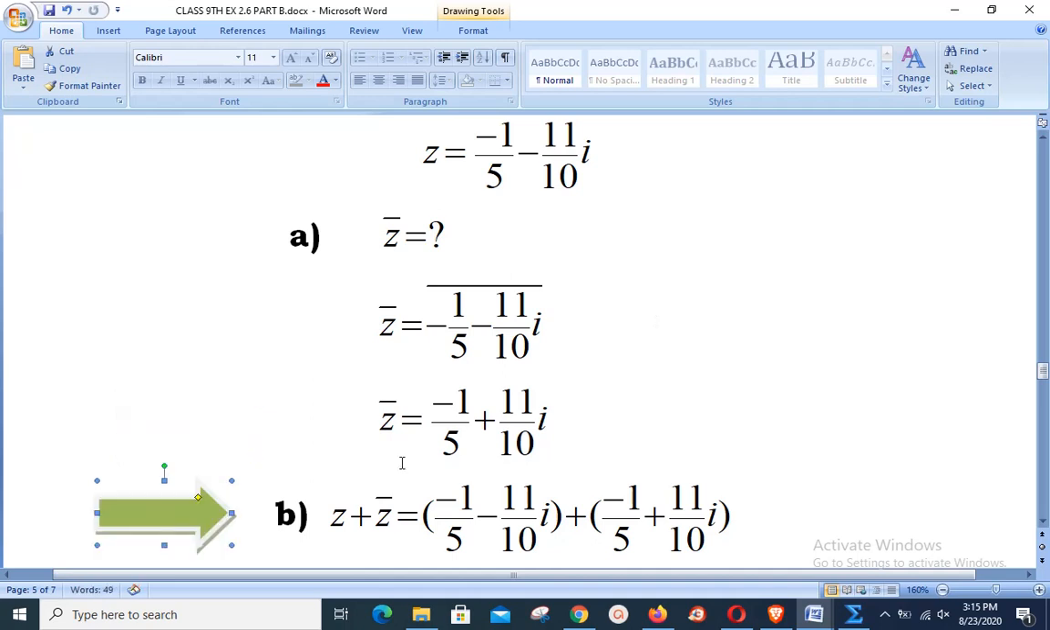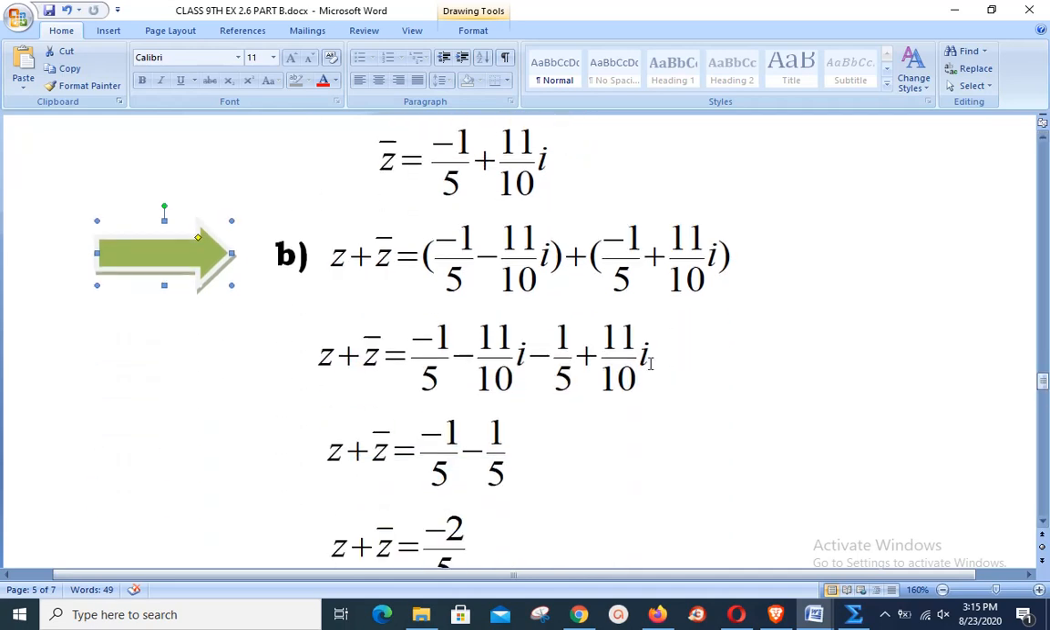In the next part, we have to calculate z plus z conjugate. We already calculated in simplified form, z is equal to minus 1 over 5 minus 11 over 10 iota plus z conjugate, which is here in our picture, that is minus 1 over 5 plus 11 over 10 iota. Making the addition, opening the brackets, we have minus 1 over 5 minus 11 over 10 iota minus 1 over 5 plus 11 over 10 iota.